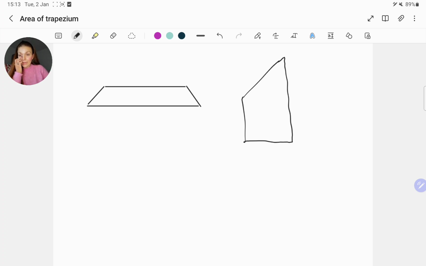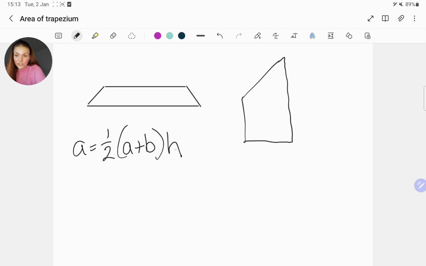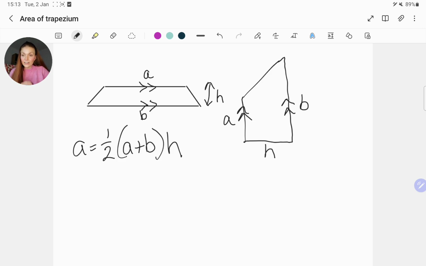So here are the two that they'll mainly give you: our first one, the rooftop trapezium, and then just a regular trapezium. When you're finding the area of a trapezium, it is a half of A plus B times H. Remember in maths, brackets means multiply. A and B are our two parallel sides, and H is the perpendicular height.